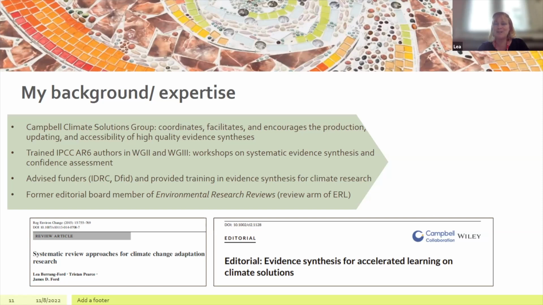This is obviously an old slide because it says DFID, which is now the FCDO. And I also was a board member for Environmental Research Reviews, specifically supporting integration of systematic approaches into that journal, which started asking for systematic approaches for their submitted review articles. And I've published quite a bit in this area as well.